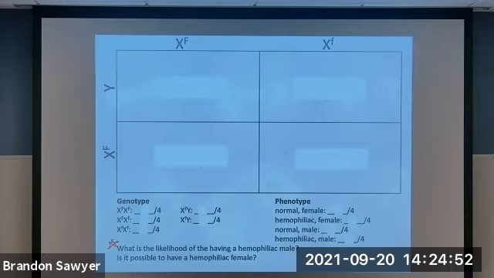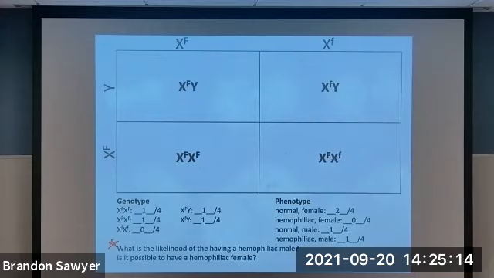All right, so the majority of you, 94% of you are saying 25%. So this is how you would fill that out. We've got the genotypes down there. You've got to translate those genotypes over to phenotype. So normal female, 2 out of 4. Hemophiliac female, 0 out of 4. Normal male, 1 out of 4. Hemophiliac male, 1 out of 4.